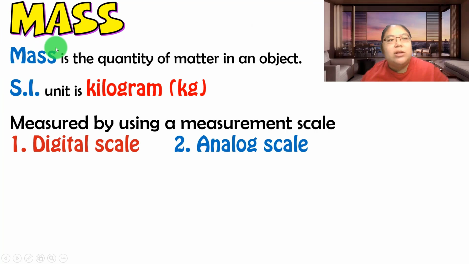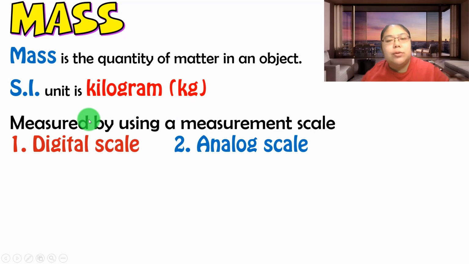First, we need to introduce what mass means. Mass is defined as the quantity of matter in an object. The SI unit for mass is the kilogram, kg.